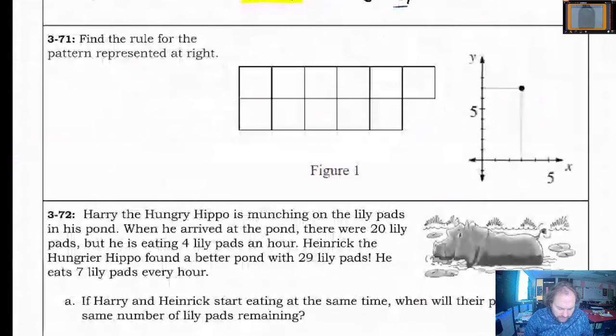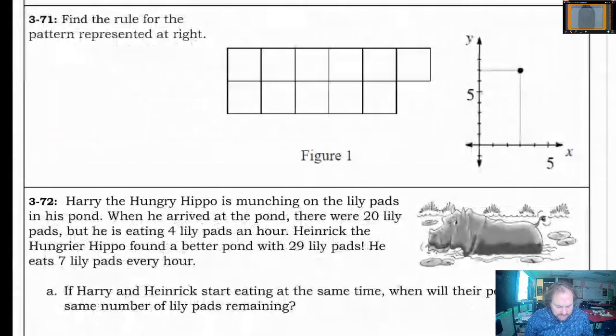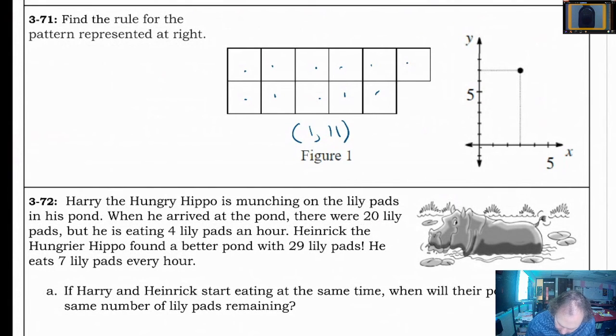Next question, we're going to find a rule represented for the pattern at right. This is kind of a weird question, but what I believe we're supposed to think is that figure 1 has 11 boxes. So the point (1, 11) would be on this line. I also think that the point is 3 to the right and 1, 2, 3, 4, 5, 6, 7 up. So I believe this is the point (3, 7) right there. Based on that information, we're going to use these 2 points to find the rule, which is another word for the equation.